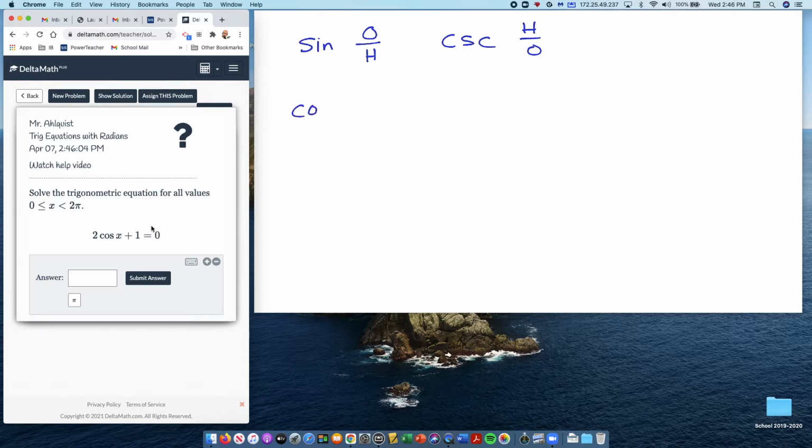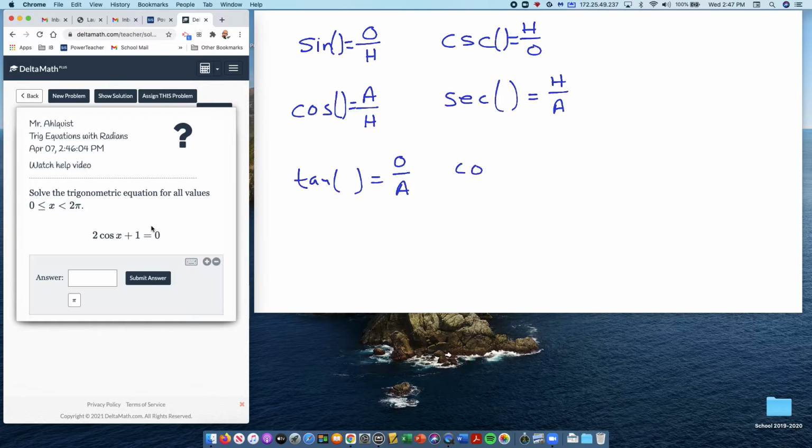If the cosine is the adjacent over the hypotenuse, then the secant is, and remember this is an angle, and this would be an angle. There's an angle in here, and there's an angle in here. The secant would be the hypotenuse over the adjacent. And then finally, if you have the tangent of an angle, that's the opposite over the adjacent. So the cotangent is the adjacent over the opposite. So that's an important piece.